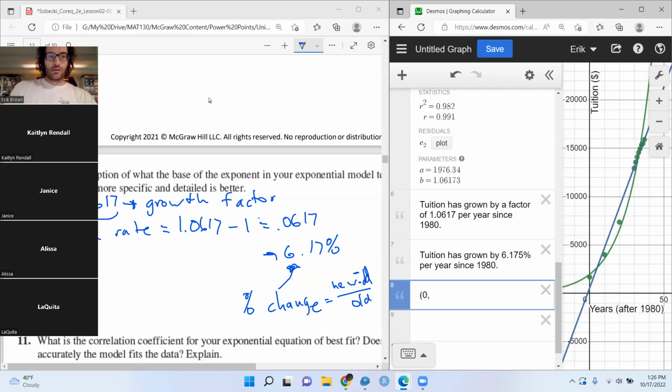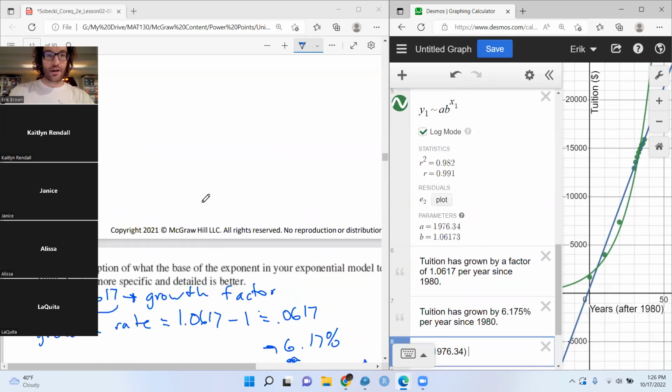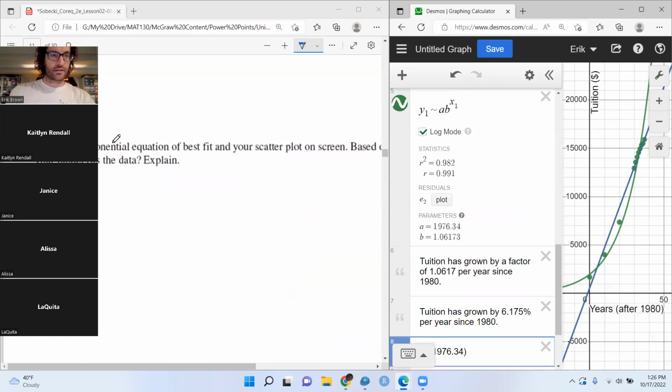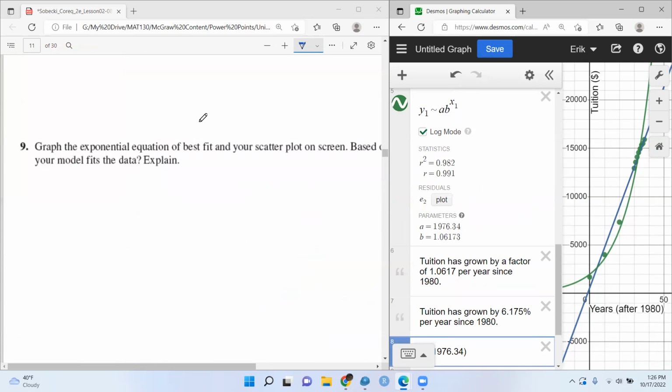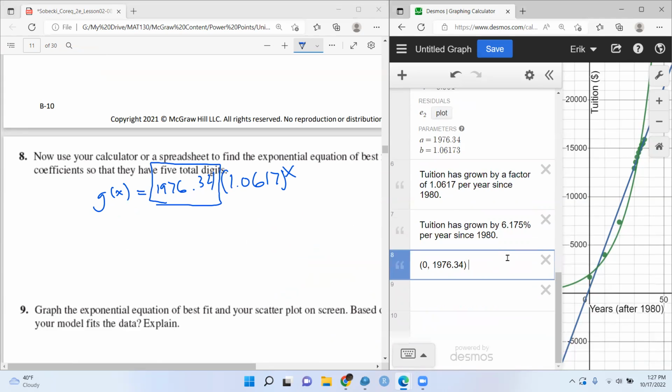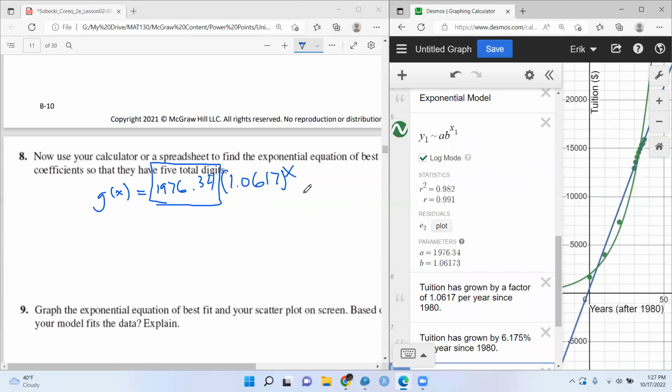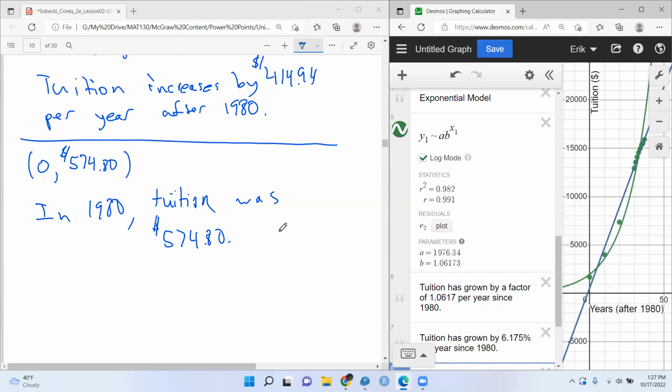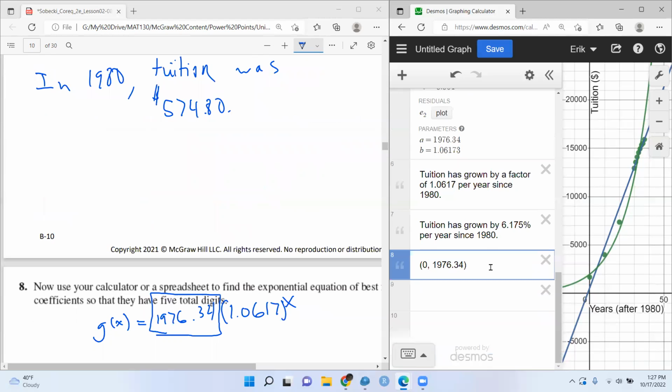And I can't help myself. I'm just going to say it. The y-intercept is (0, a), so it's the 1976.34. In the exponential model, it's the number times the base. This thing. And the interpretation here is the exact same interpretation we wrote back here. In 1980, tuition was blah, blah, blah.